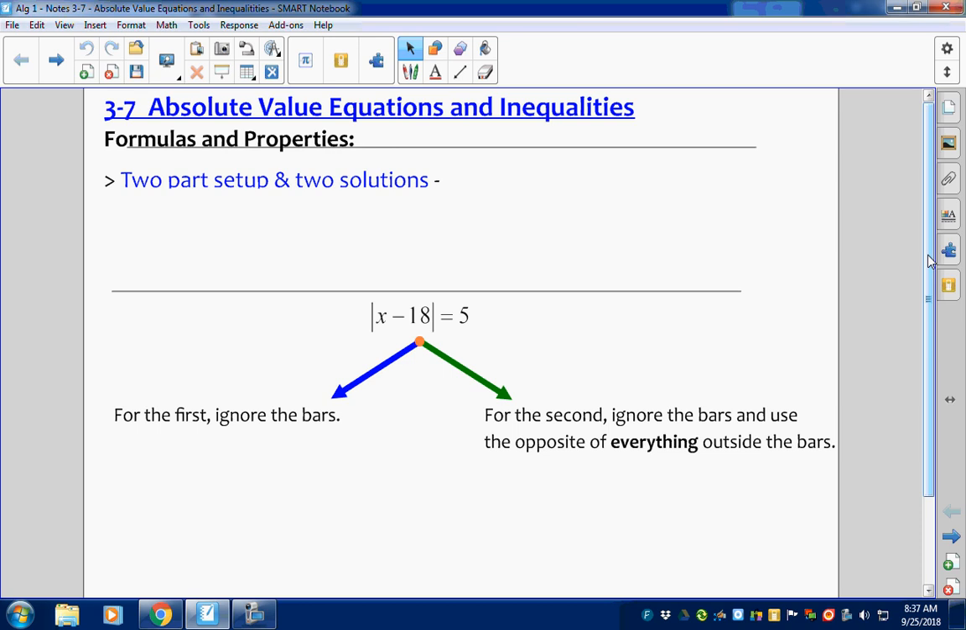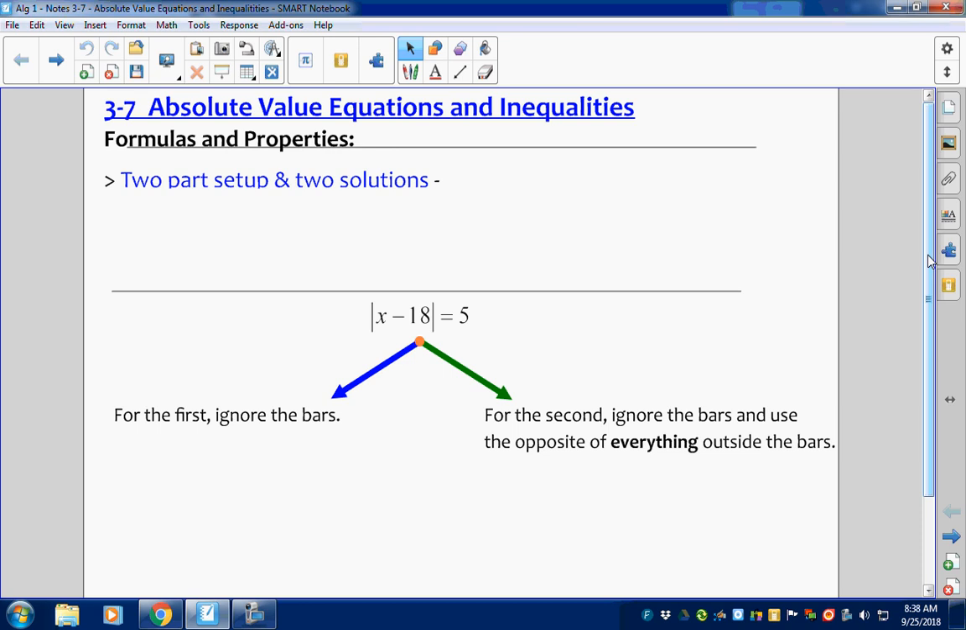Have you guys seen absolute value equations before? You guys seen any absolute value equations? A little bit of that. Yeah, I'm going to probably build on what you've seen before, but we're going to be studying absolute value equations and inequalities.